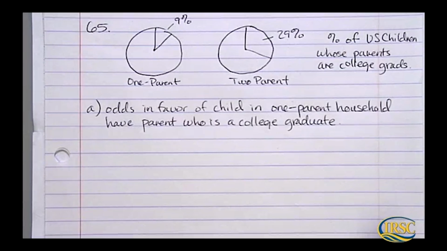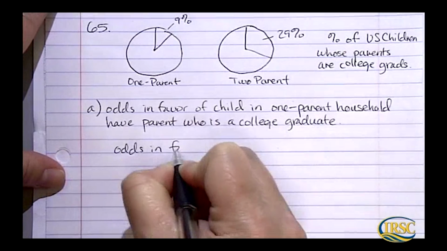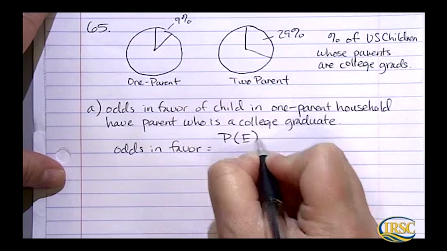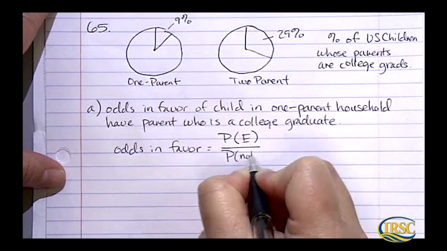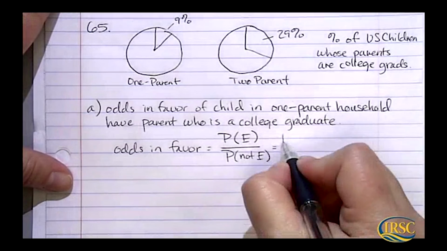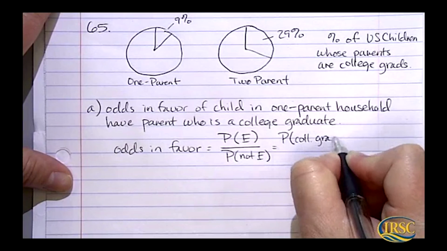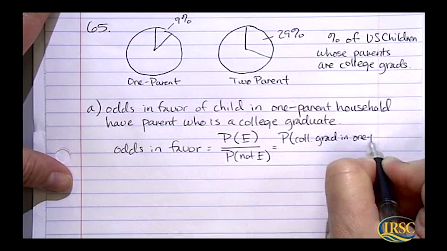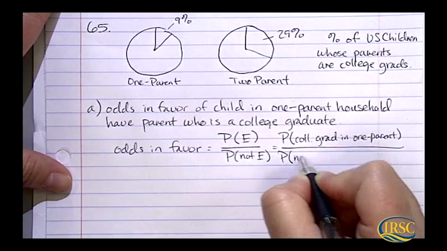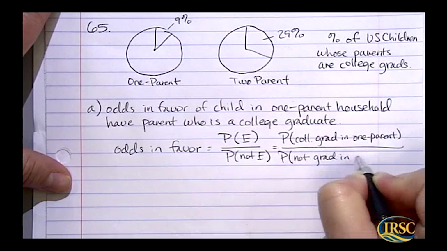Okay, so odds in favor is the probability of E over the probability of not E. That's our formula. So we want the probability of a college grad in a one-parent household over the probability that it's not a grad in a one-parent household.